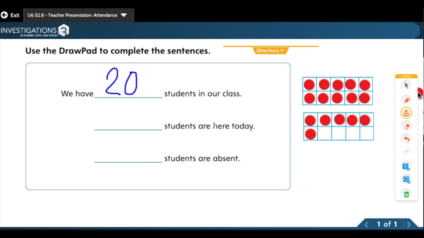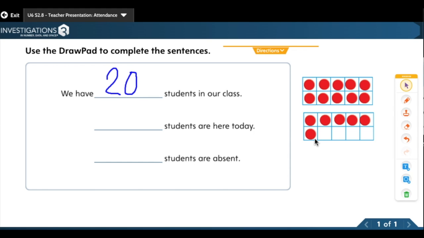Friends, I've marked all the friends who are here today. Think about, how can you count this? How can you count all of my counters? We could count by ones. Think of if you know how to count this a faster way. Do you know how many there are if a 10 frame is full? If you said 10, you're right. Good job. So I could say 10, 11, 12, 13, 14, 15, 16.